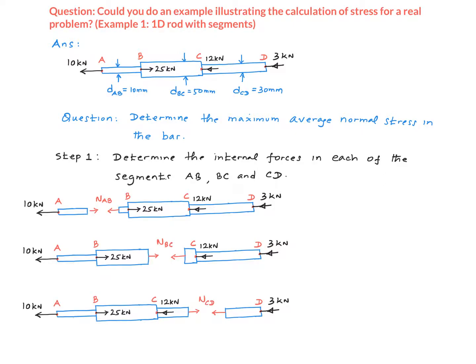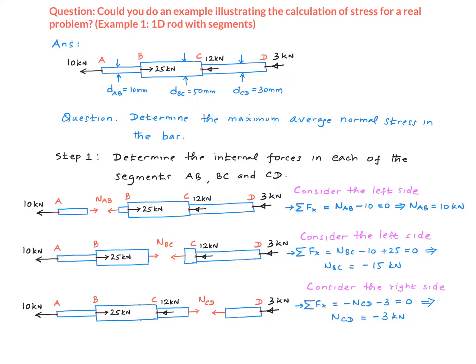And here are my sectionings. In the first figure, I sectioned it within segment AB. In the second figure, I sectioned it within segment BC. And in the third figure, I sectioned it within segment CD. Now we can either use the left side or the right side in each case to evaluate the internal force. So how do we decide on that? Well, one side or the other usually works out to be simpler to analyze.